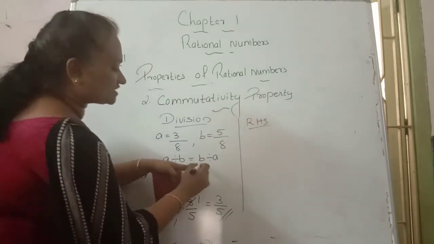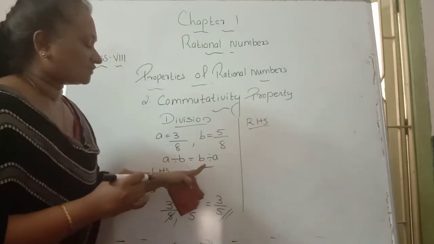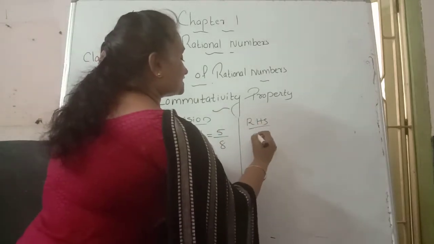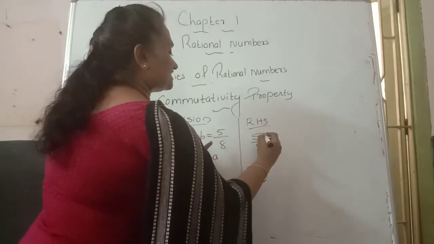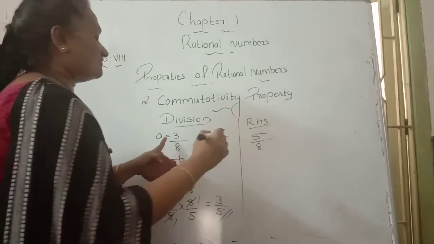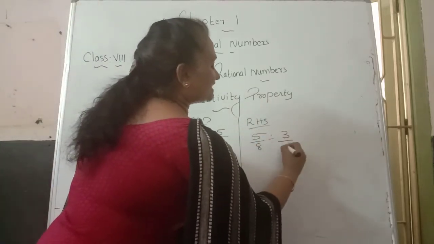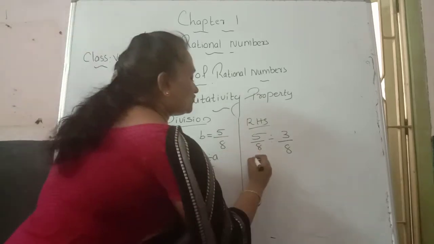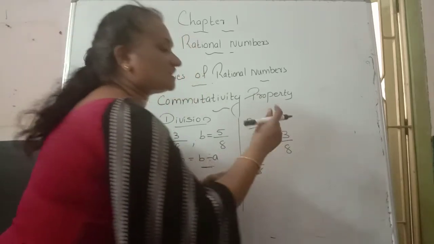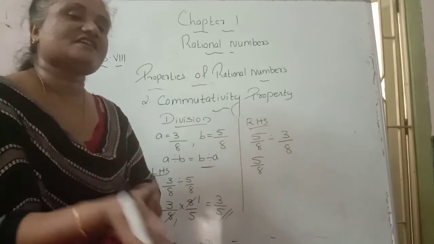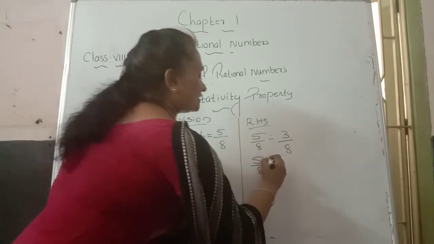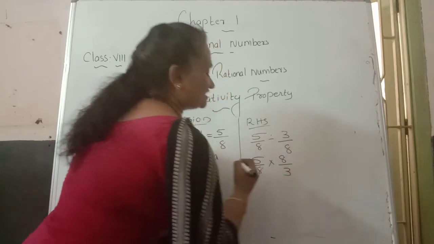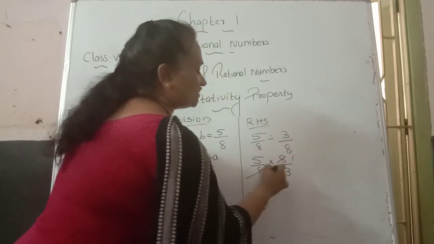We are going to check the RHS answer also. The RHS part in this expression is B divided by A. B value, how much do we consider? 5 by 8, divided by A value, 3 by 8. We want to check whether it is right or wrong. The division rule says that in the rational number case, take the reciprocal and multiply. So the reciprocal of 3 by 8 comes to be 8 by 3. 8 and 8 cancel, giving 1.